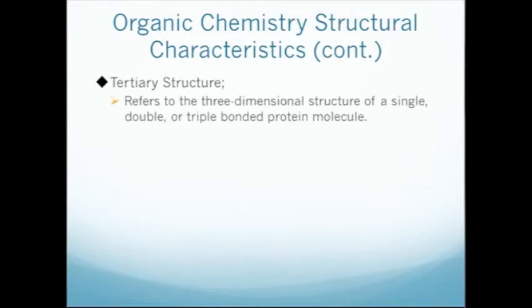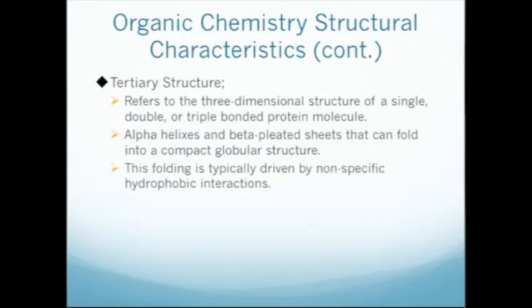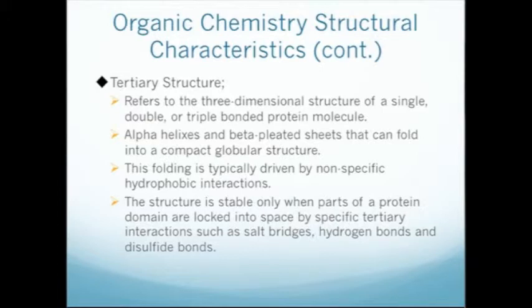The tertiary structure refers to the three-dimensional structure of a single, double, or triple bonded protein molecule. Alpha helixes and beta-pleated sheets can fold into a compact globular structure. This folding is typically driven by non-specific hydrophobic interactions. It's not so much something that water gets into, it's more the carbons and hydrogens pulling things together. This structure is stable only when parts of a protein domain are locked into space by specific tertiary interactions, such as salt bridges, hydrogen bonds, and disulfide bonds.